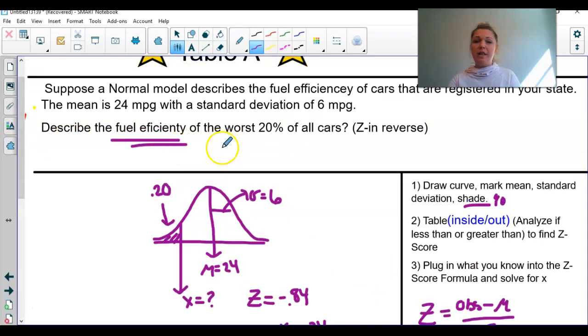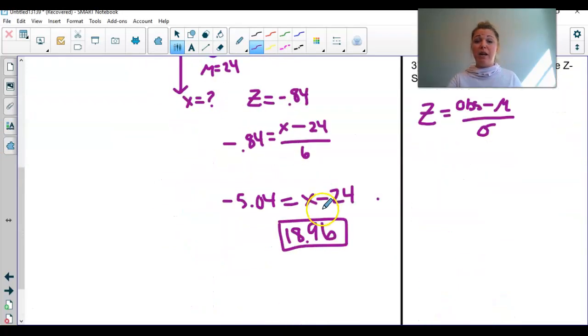Describe the fuel efficiency of the worst 20% of all cars. That fuel efficiency is 18.96 miles per gallon. Perfect, guys. You're doing great. Keep it up. Let's go to the next problem.